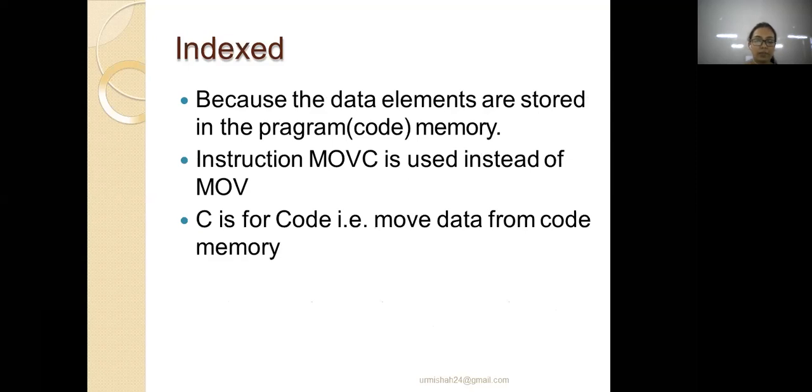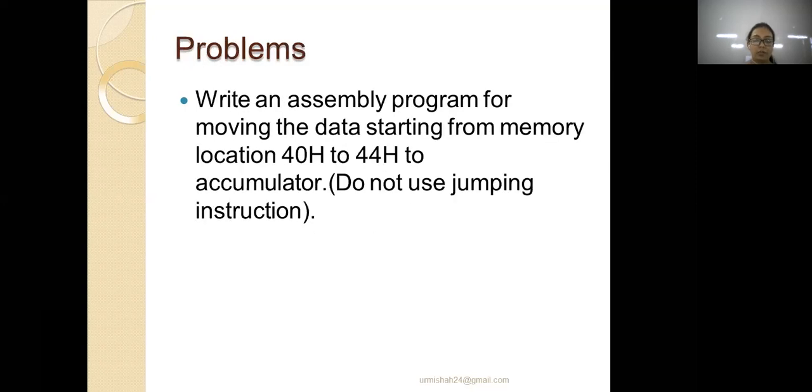Because the data elements are stored in program or code memory, index addressing mode is used. Here, instead of writing MOV, we are using MOVC, where C stands for code memory. Here data will be moved from code memory. So this is an example of index addressing mode. Here we are completing the five different types of addressing mode.